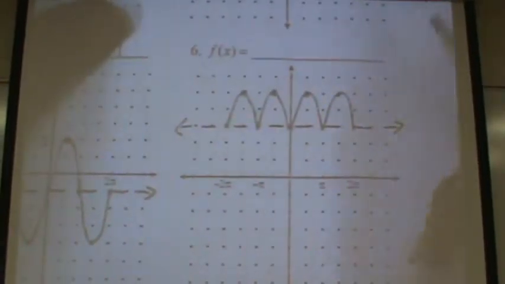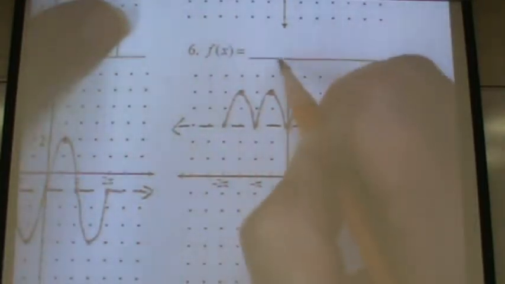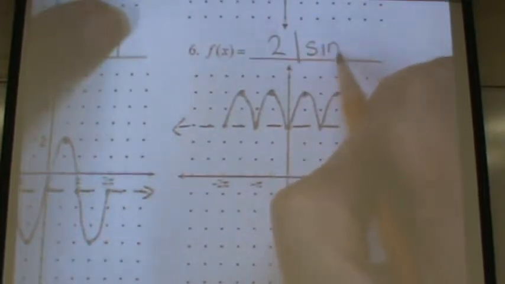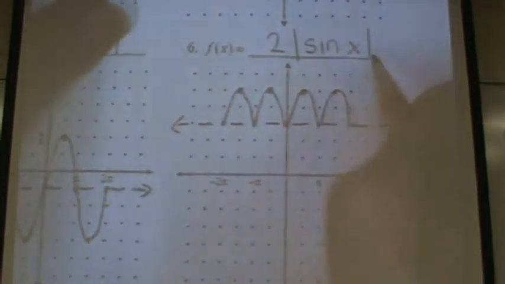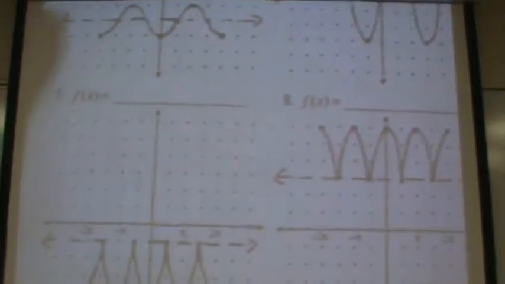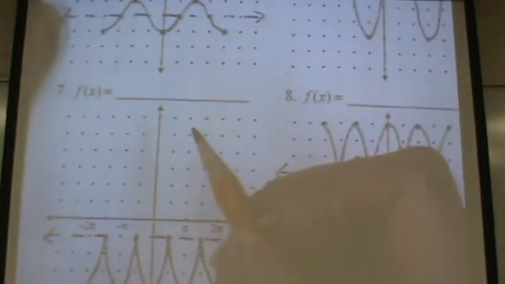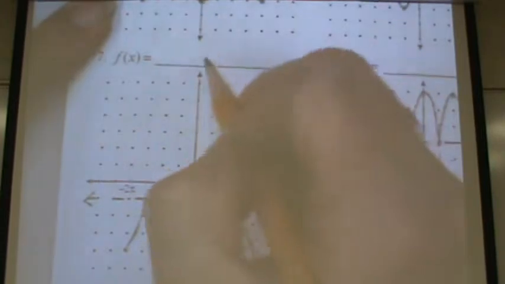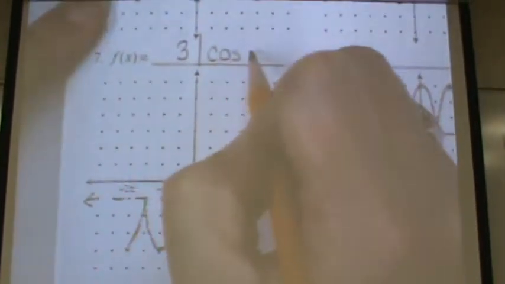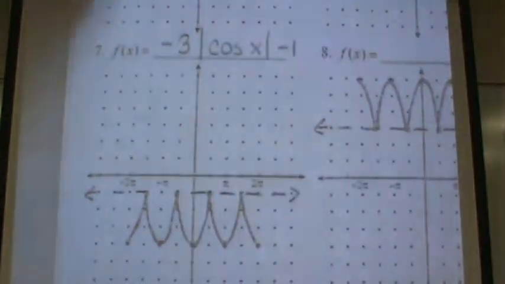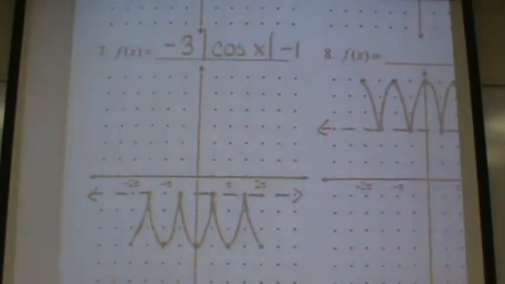Is this a sine, absolute value sine or cosine? Sine. What's the amplitude? 2. Plus 3. Number 7. Is this sine or cosine? Cosine. What's the amplitude? 3. Minus 1. It's upside down, so it's a negative 3.